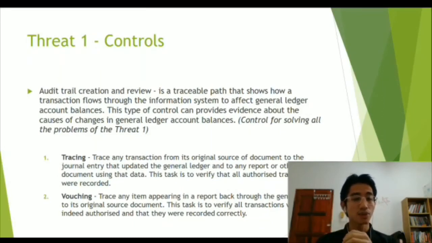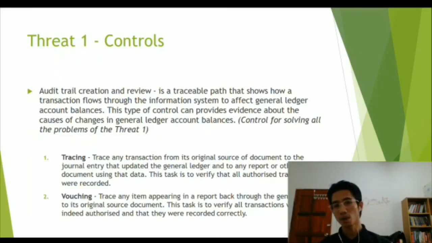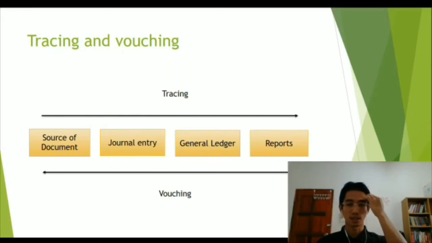On the other hand, vouching is actually the backward process of tracing, where we check whether a transaction is correctly recorded or authorized. The transaction we check from the report to the general ledger, journal entries, and last but not least, source documents. This figure depicts the process of tracing and vouching. Tracing is from source document to the reports, and vouching from reports to source documents. Vouching is the backwards of tracing.